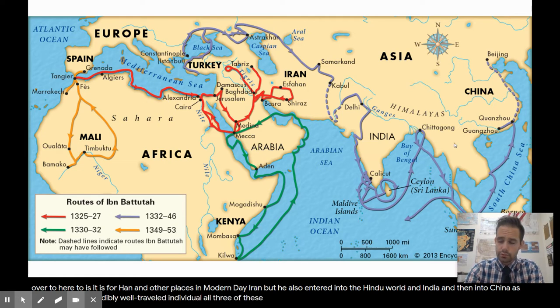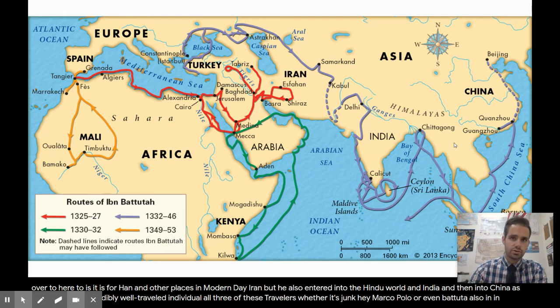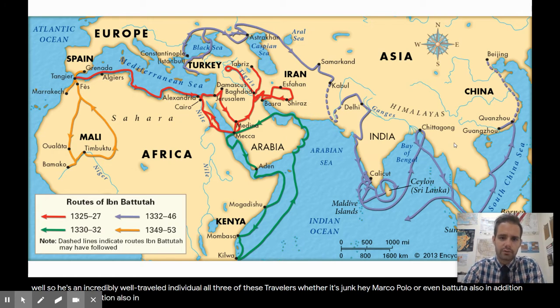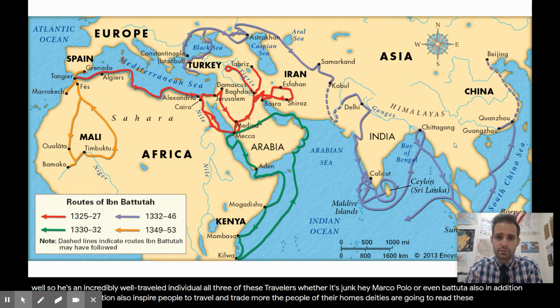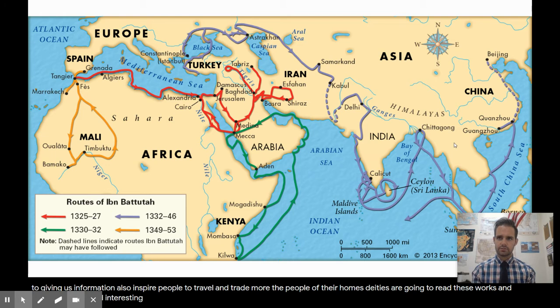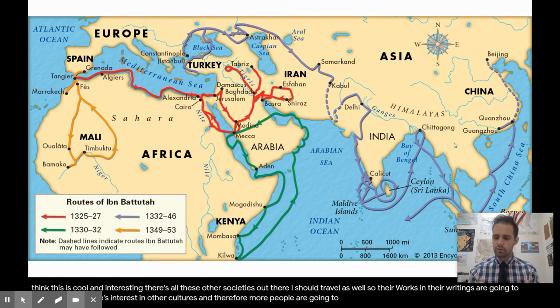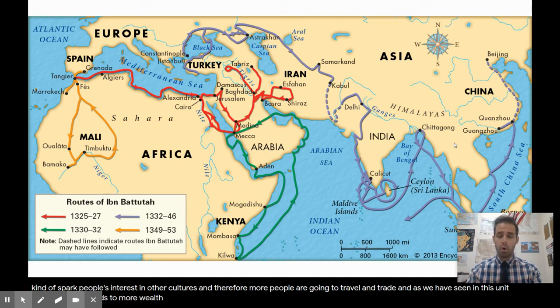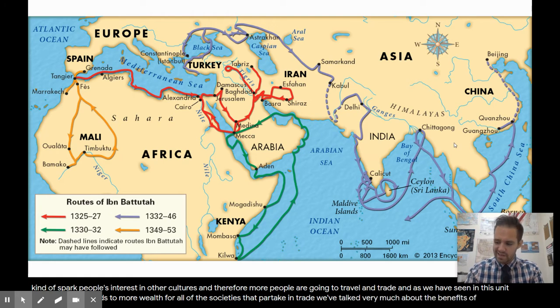All three of these travelers, whether it's Zheng He, Marco Polo, or Ibn Battuta, in addition to giving us information, also inspire people to travel and trade more. The people of their home societies are going to read these works and think, oh, this is cool and interesting. There's all these other societies out there. I should travel as well. So their works and their writings are going to kind of spark people's interest in other cultures, and therefore more people are going to travel and trade. And as we have seen in this unit, travel and trade leads to more wealth for all of the societies that partake in trade. We've talked very much about the benefits of engaging in trade.